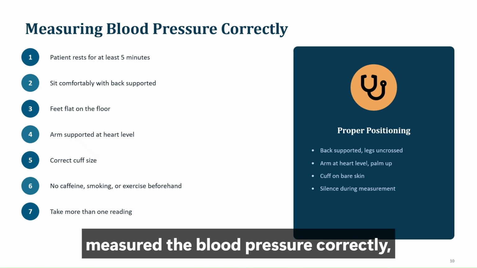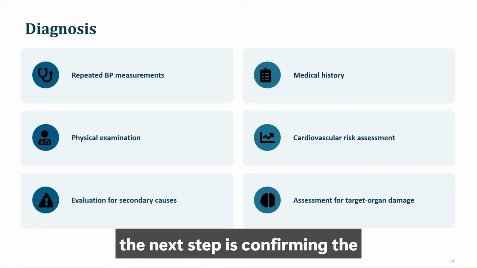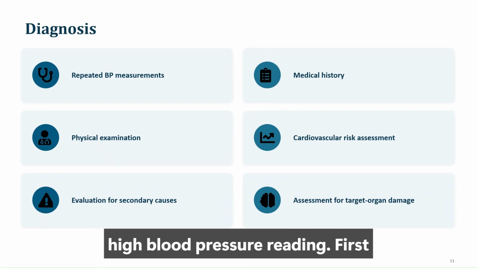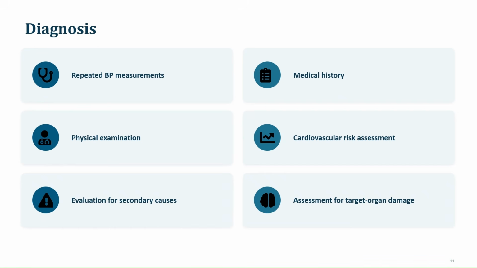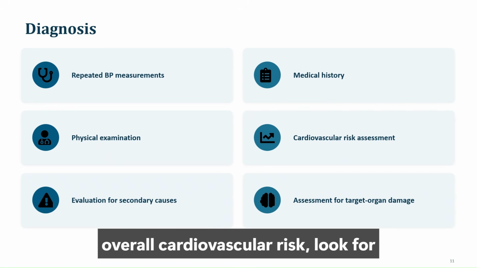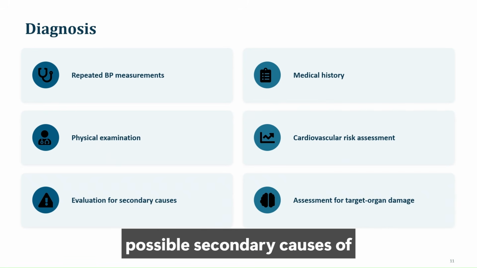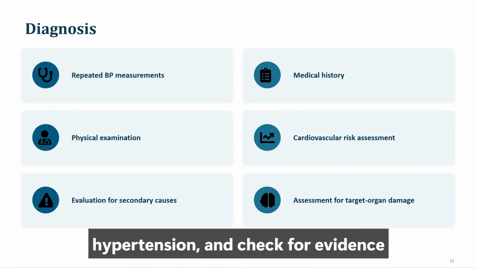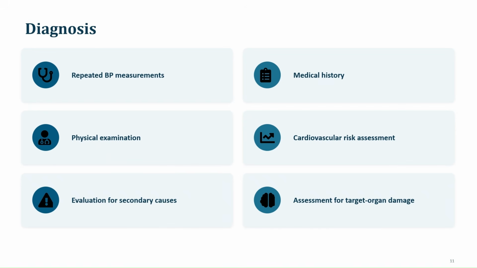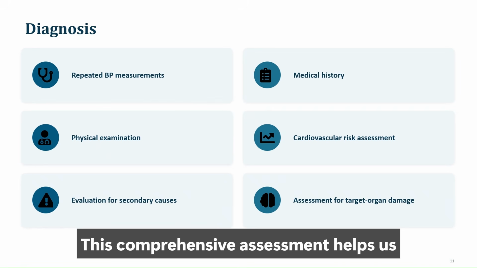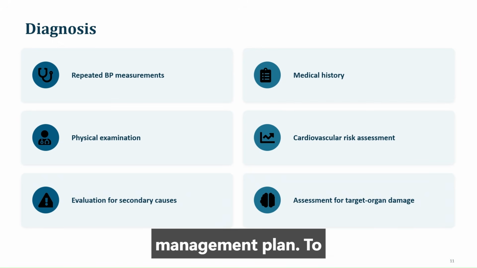Once we have measured the blood pressure correctly, the next step is confirming the diagnosis. Diagnosing hypertension involves more than just finding one high blood pressure reading. First, we confirm that the blood pressure remains elevated on repeated measurements. Next, we take a detailed medical history and perform a physical examination. We also assess the patient's overall cardiovascular risk, look for possible secondary causes of hypertension, and check for evidence of target organ damage involving the heart, brain, kidneys, and eyes. This comprehensive assessment helps us decide on the most appropriate management plan.